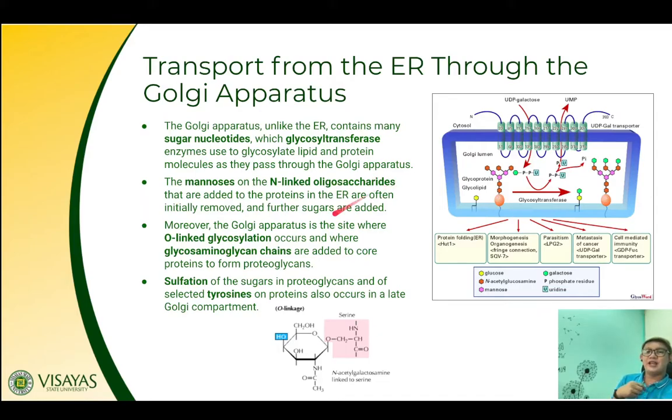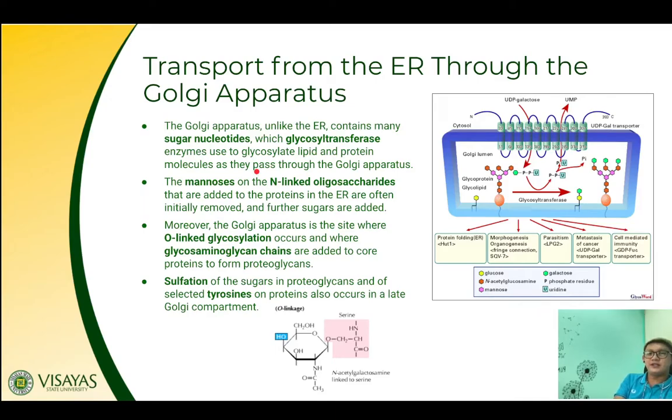The mannoses on the N-linked oligosaccharides that are added to the proteins in the ER are often initially removed. Because in the ER, during protein folding, N-linked oligosaccharides are already added. Part of the protein modification process that occurs in the ER is the N-linked glycosylation. Now, as it is transported through the Golgi apparatus, glycosyl transferases will initially remove some of the sugar, like the mannoses, and will add further sugar nucleotides into the protein.